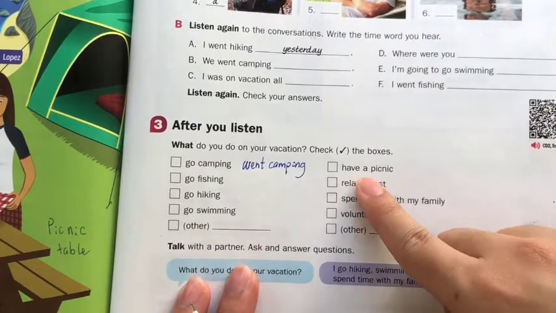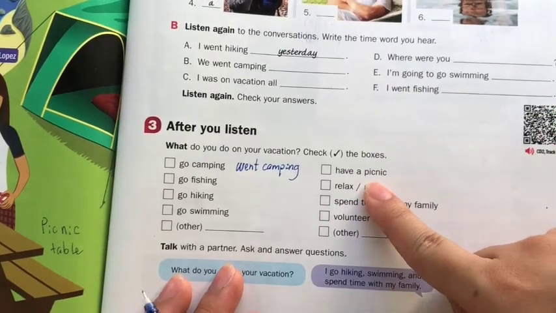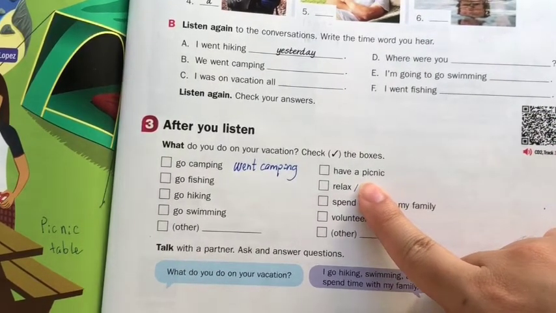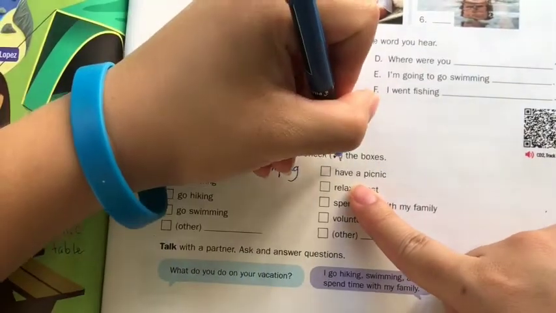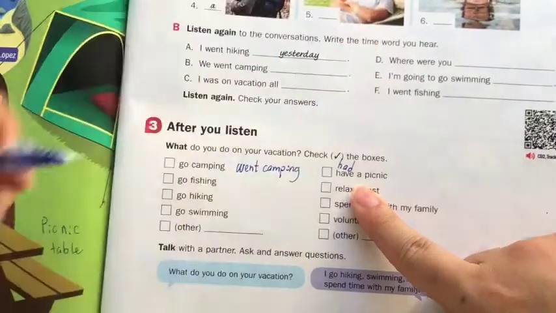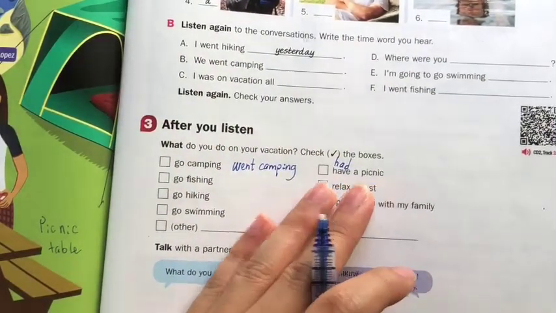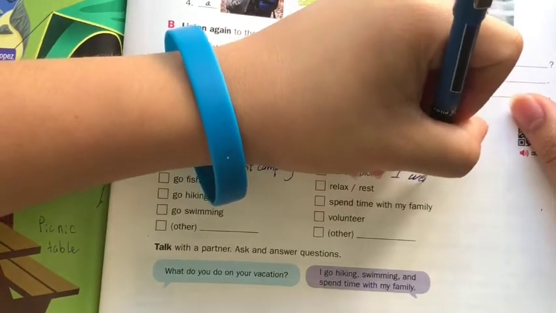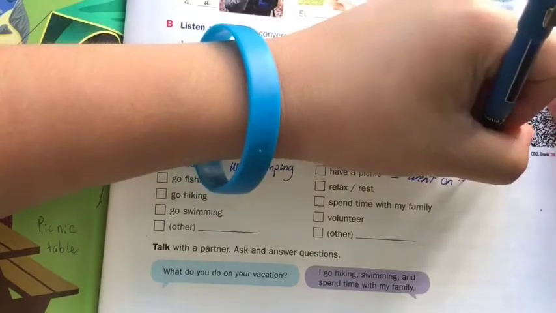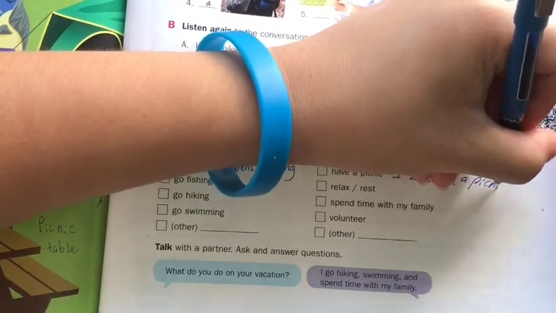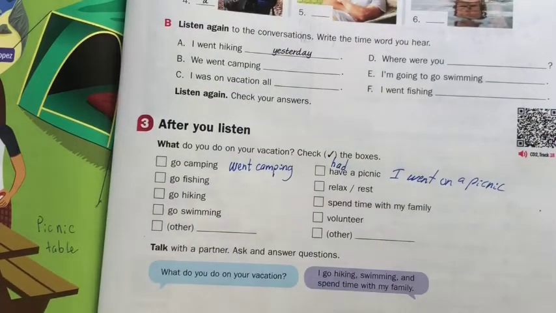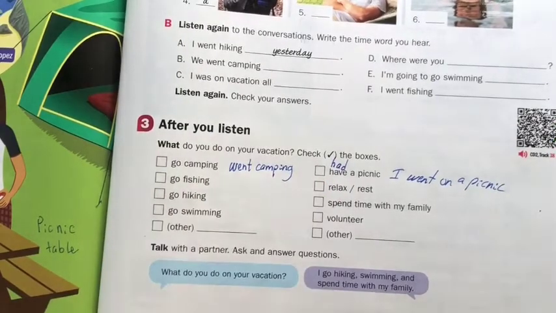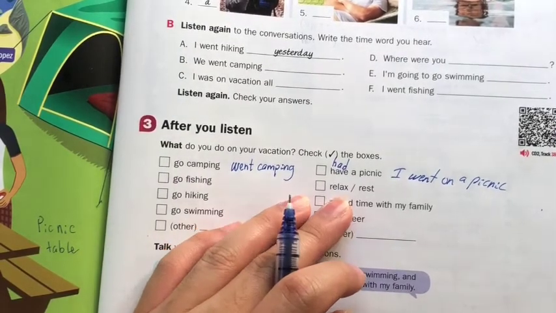What about have a picnic? What is have a picnic in past tense? We say had. I had a picnic. Or we can say I went on a picnic. Same thing. I went on a picnic. I had a picnic.